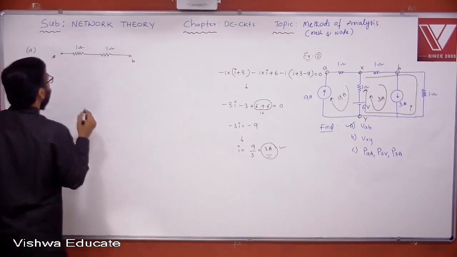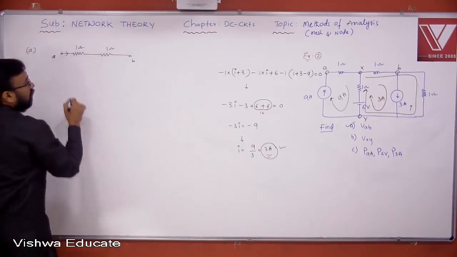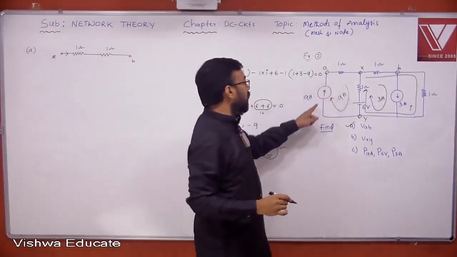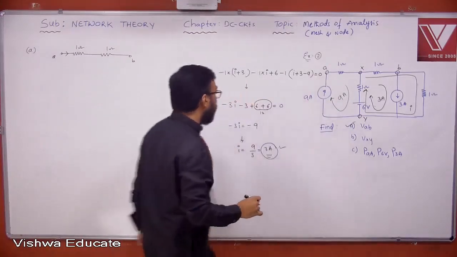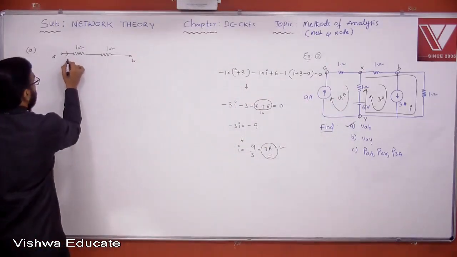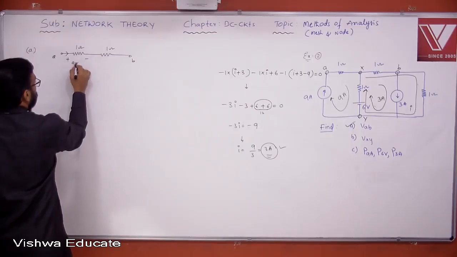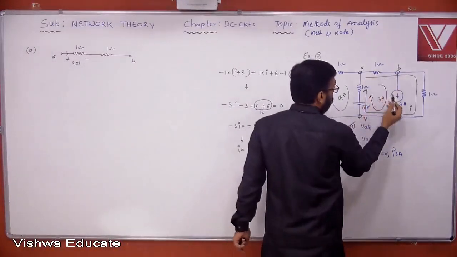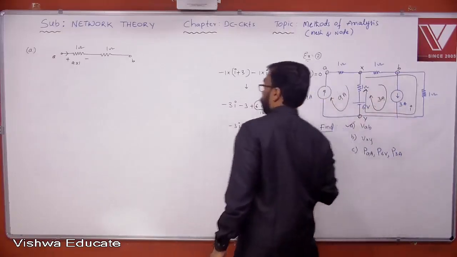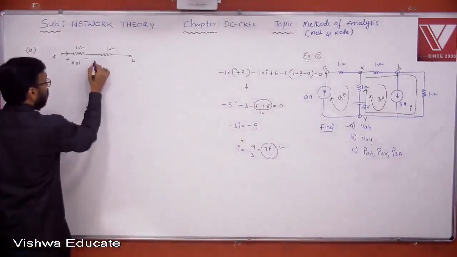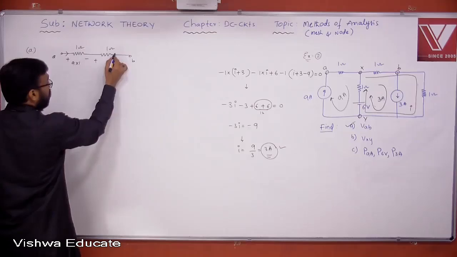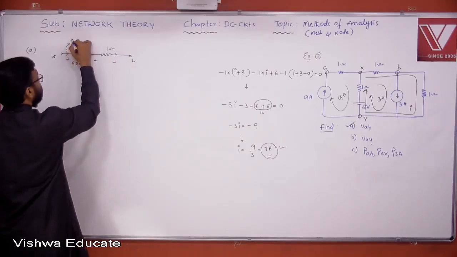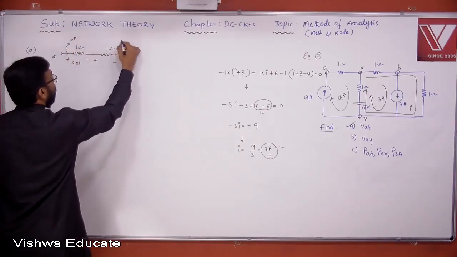What is actually the current flowing here? It is already in series with the current source. 9 amperes is flowing. So 9 into 1. This is 9 into 1. What is the current flowing here? I plus 3. Therefore, the direction of current here also, this is I plus 3. This is 9 amperes. This is I plus 3, right?